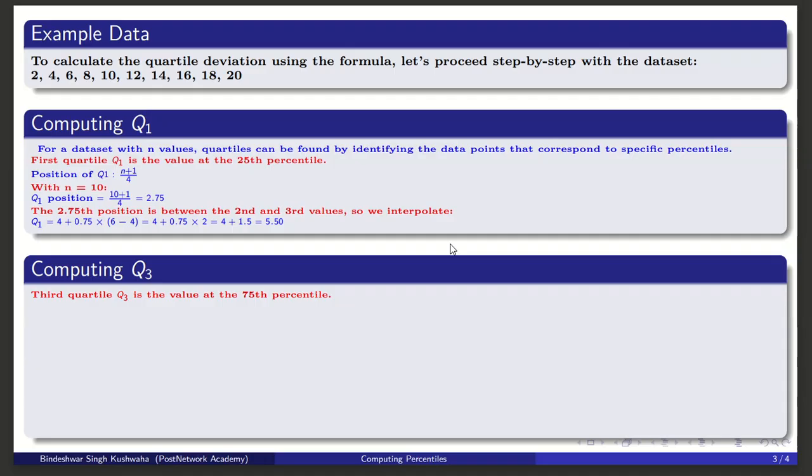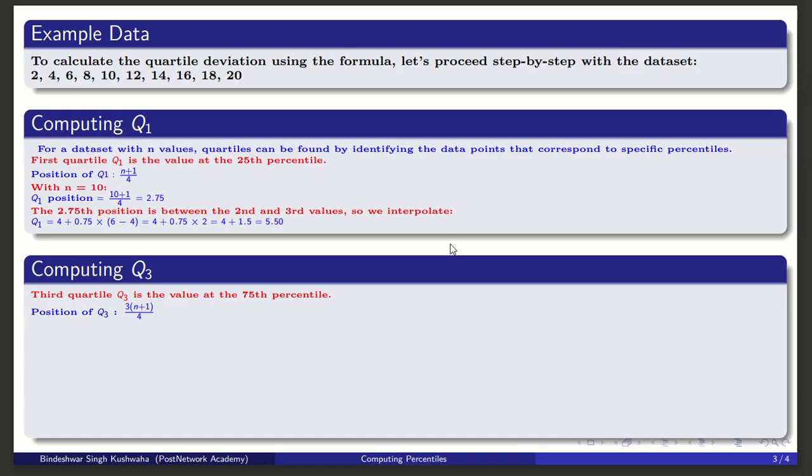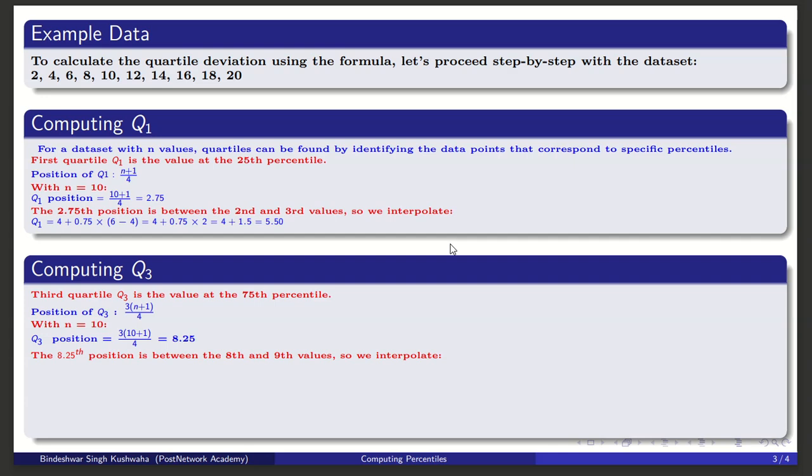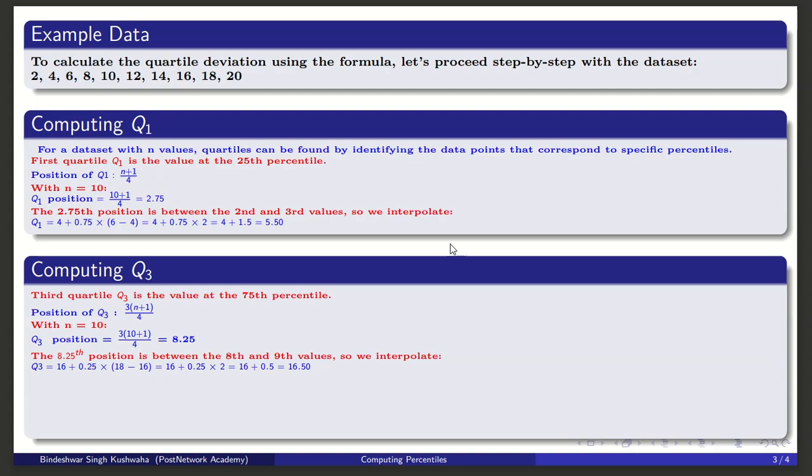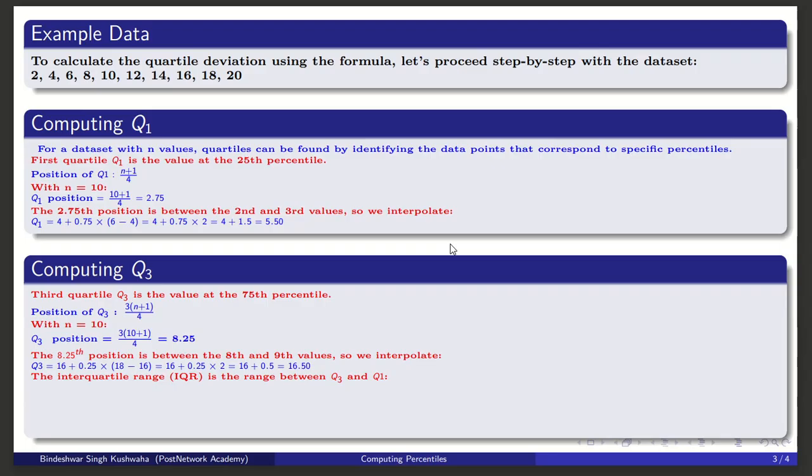Let us calculate the third quartile. The third quartile position you will get by multiplying 3 into (n plus 1) upon 4, and again the number of observations is 10. So the Q3 position is 8.25. So the 8.25 position is between the 8th and 9th value, so we interpolate. So Q3 we will get 16.50.